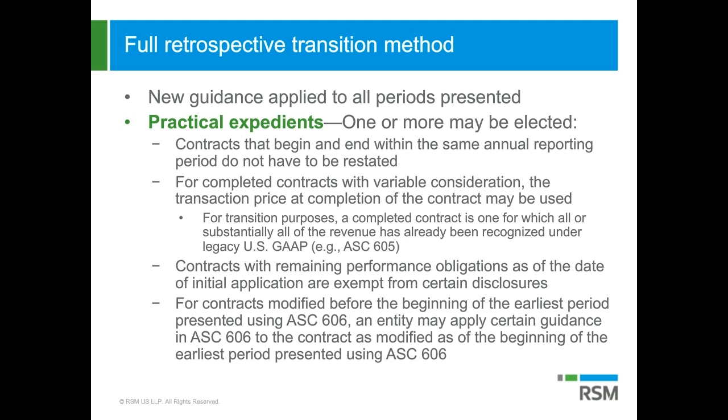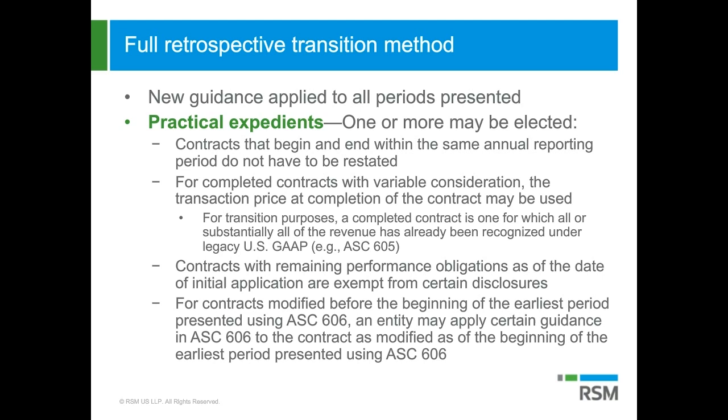Completed contracts, you don't need to go back and restate for contracts that began and ended in the same annual period. So it wouldn't have resulted in quarterly comparability issues for contracts that cross quarters, but they decided just for expedients here that they wouldn't require that you go and restate for those. For completed contracts that have variable consideration, you can use the transaction price at the contract completion date. You don't have to go back and account for each of the individual impacts each time the variable consideration changes.